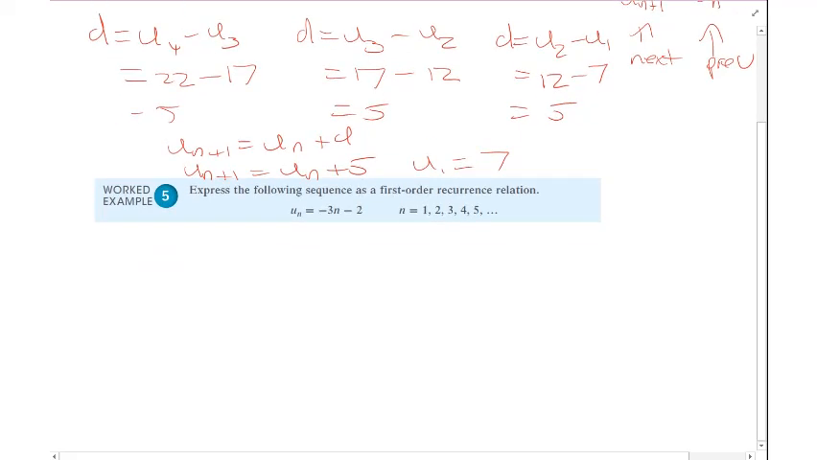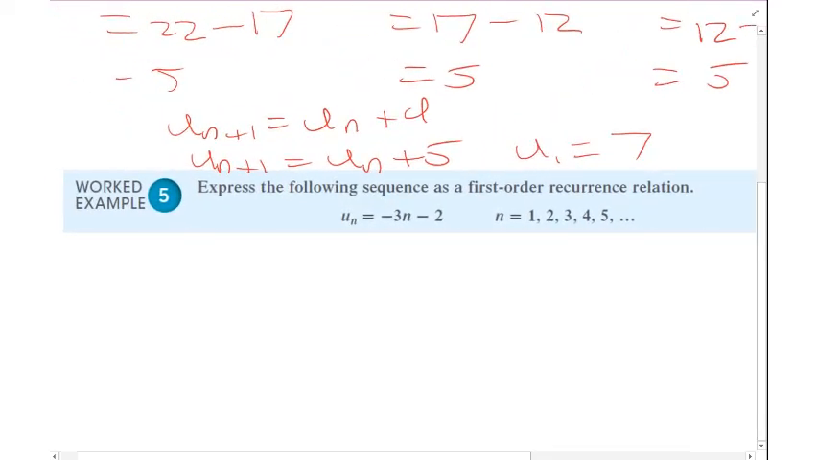So, what's the next question after? It's slightly, not trickier, but you've got to think through what's actually happening here. You've been given this sequence, and we've got to express that as a first order recurrence relationship.